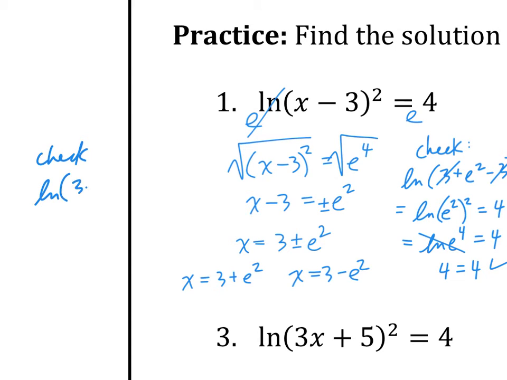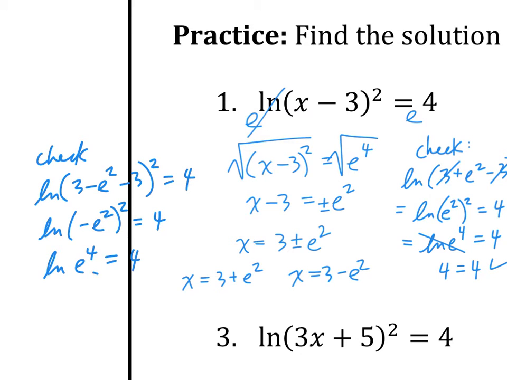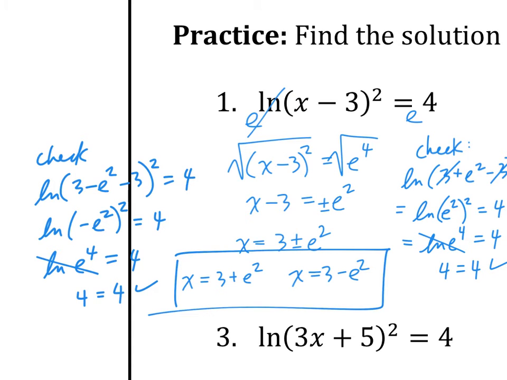Okay, let's try 3 minus e squared, minus 3, squared equals 4. So the 3 and 3 cancel, so natural log of negative e squared, squared equals 4. So that is natural log of e to the 4th, because the negative gets squared and it becomes positive, equals 4. That cancels. 4 equals 4. So both answers work. And so that's why when you square root, you have to have plus minus, or else you're going to miss one of the answers. So your answer is x equals 3 plus or minus e squared.